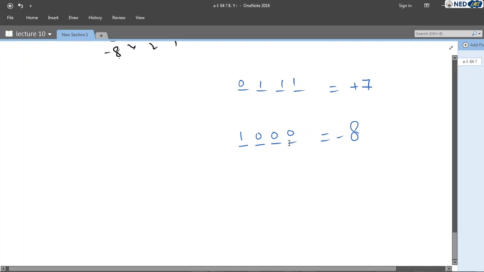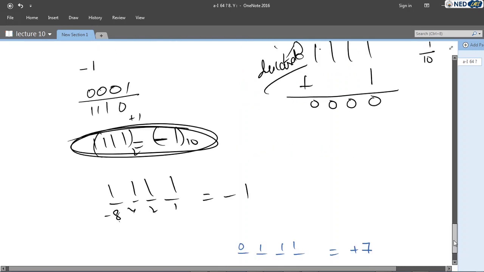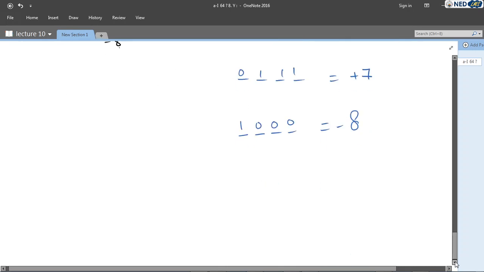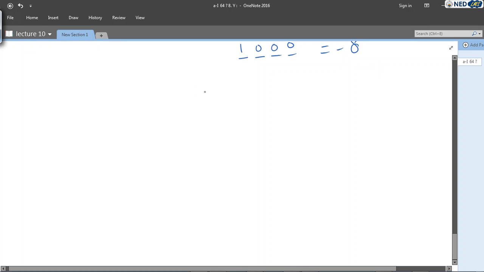Now let's do the counting. I'm going to make a table, or write a list for you, of numbers. Let's say -8, -7, -6, -5, -4, -3, -2, -1, and then we have 0. And after that I have 1, 2, 3, 4, 5, 6, 7.